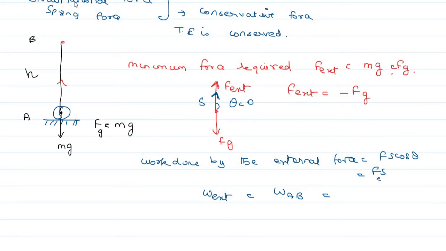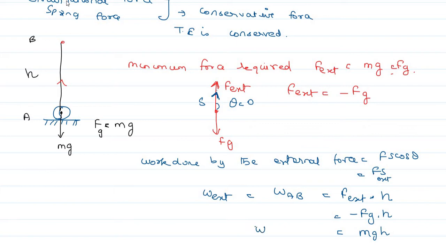What is F external? Here you are applying the external force and moving through a distance, so can I write F external into S? What is the displacement? It is nothing but h. So you are moving through the height: F external into h. What is F external? The applied force is minus Fg, so minus Fg into h. What is Fg? The force due to gravity is mg. This minus sign simply represents that the external force is applied in a direction opposite to gravity.